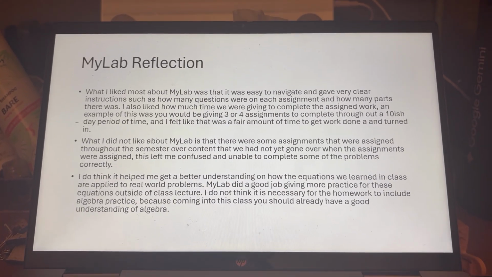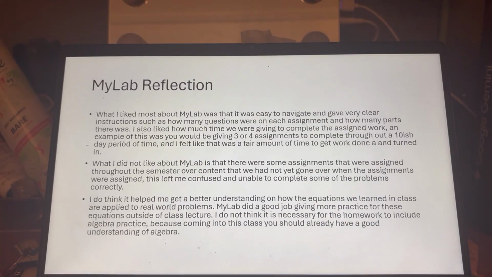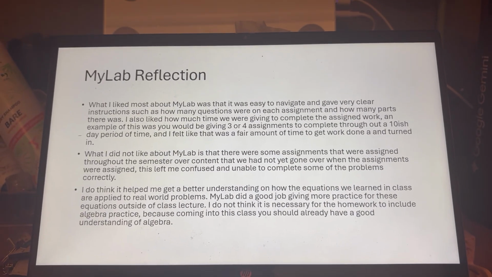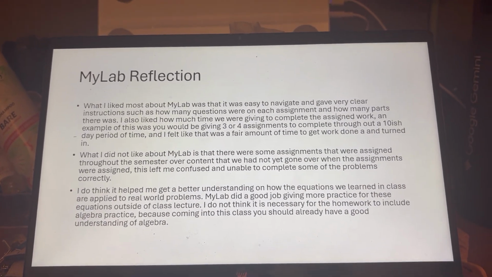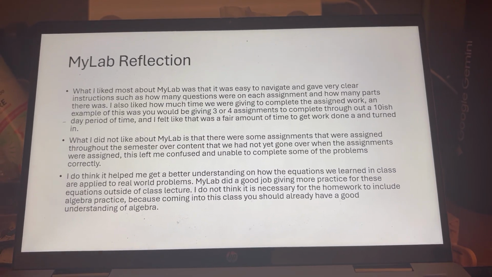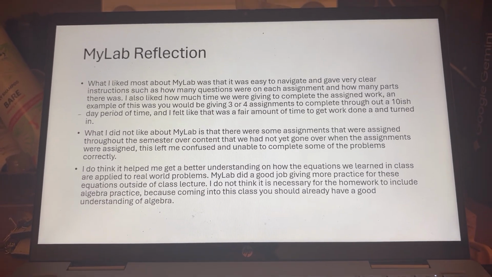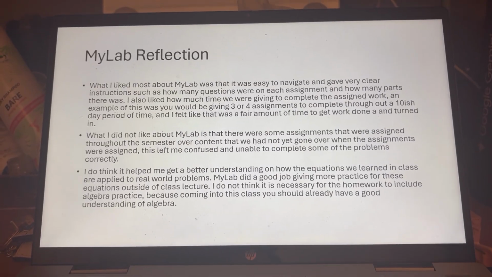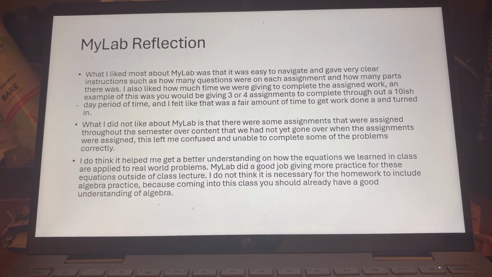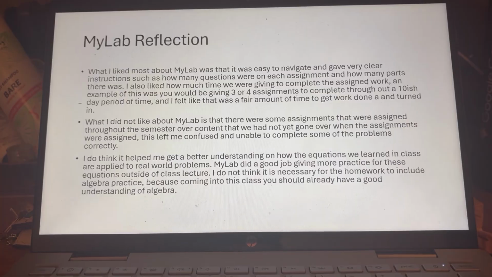An example of this was that you'd be given 3 or 4 assignments to complete throughout a week or 10-ish day time period. I felt that was a very fair amount of time to get the work done and turned in, because you live a busy life. They all take around 30 to 45 minutes, so that's around 2-3 hours of work. Having 10 days to do it is really, really nice.